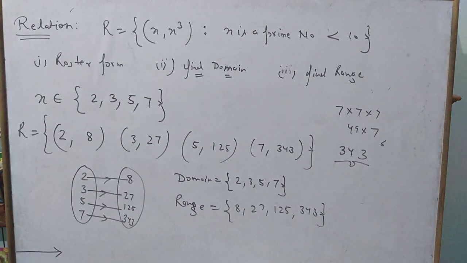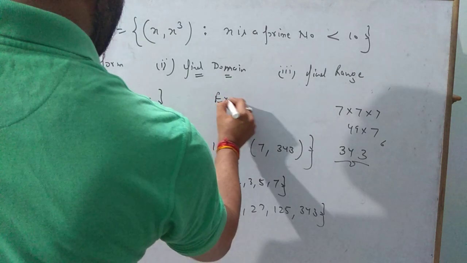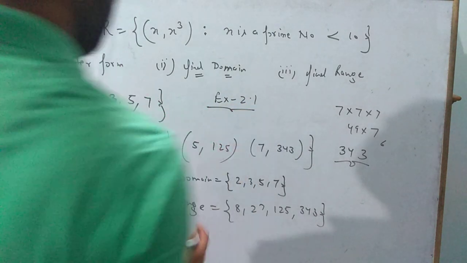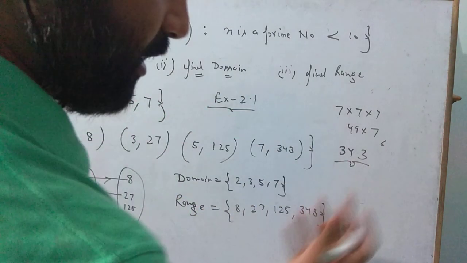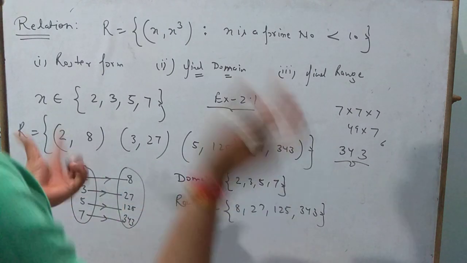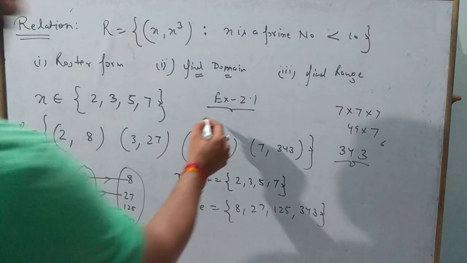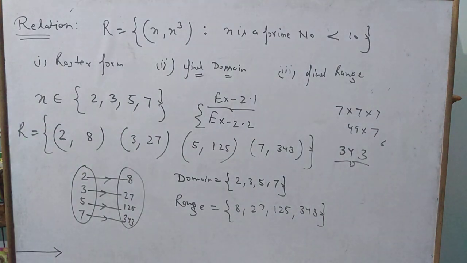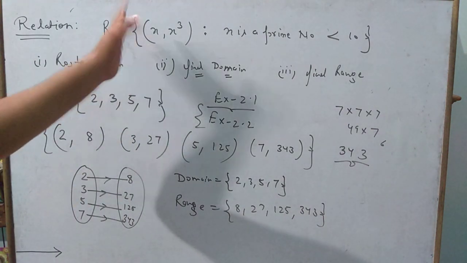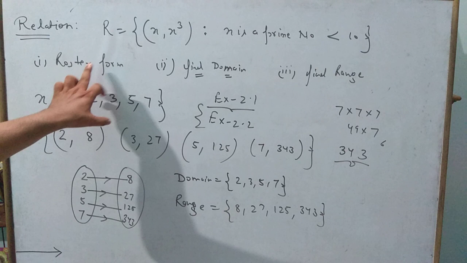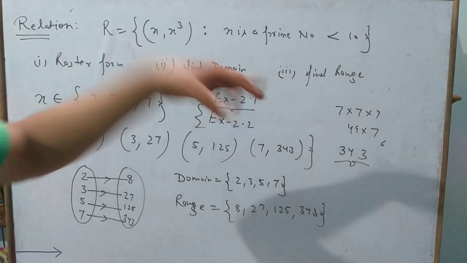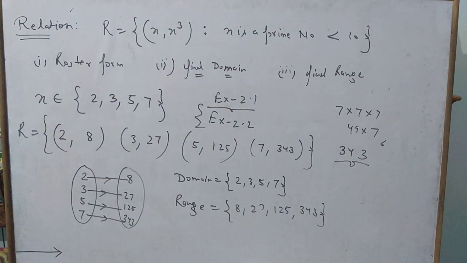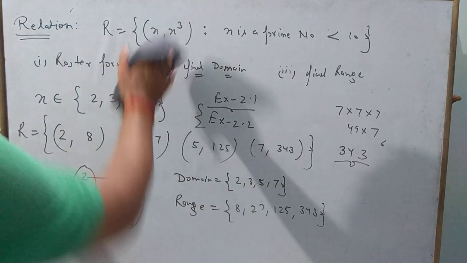So this is the way we can find the domain and range in the relation. In exercise 2.1, there are ordered pairs, union, intersection, and how to find the number of relations. And exercise 2.2 is a very easy exercise on relations. The relation is given and the question says write it in roster form, find the domain and find the range. So these types of questions come in relation.